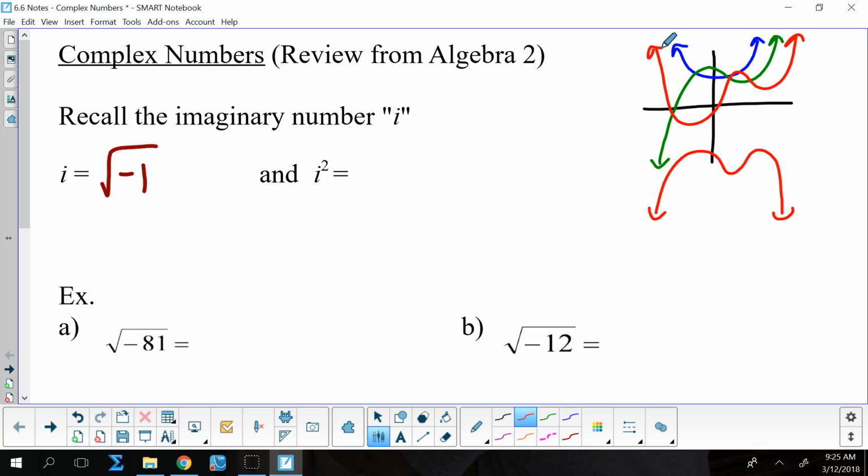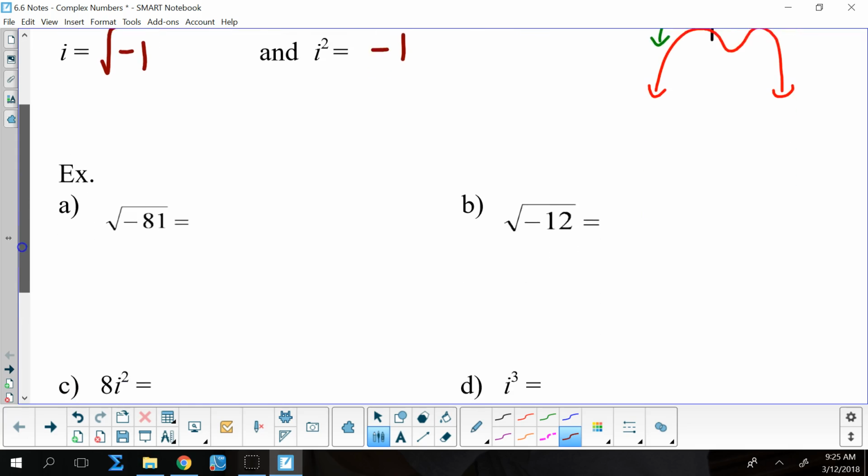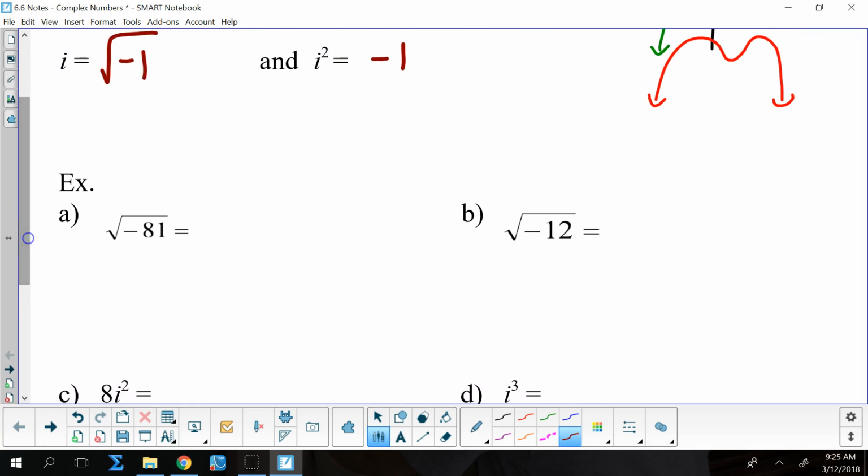So we're going to base it off of the fact that i equals the square root of negative 1, and that i squared is equal to negative 1. That's what we're going to base all of our imaginary numbers on. Which then allows us to simplify the square root of negative numbers.